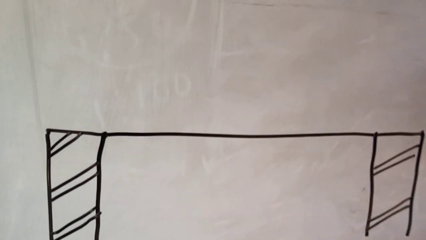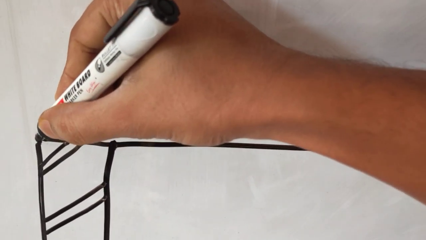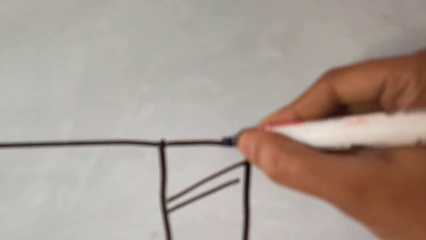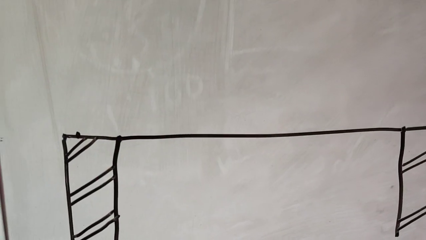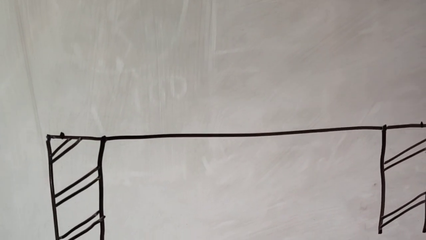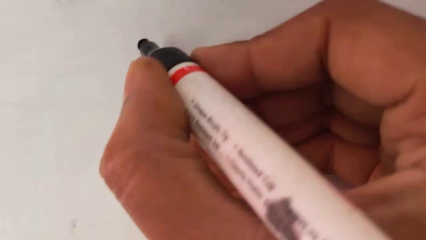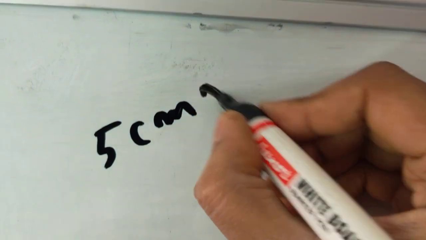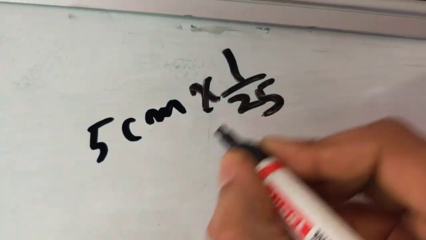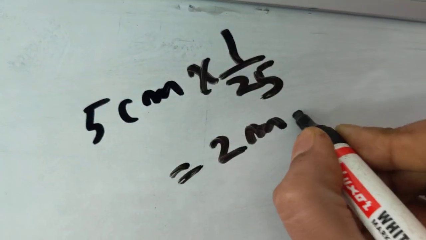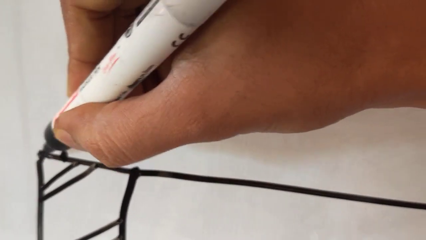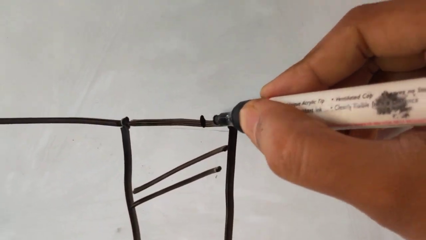Now we will take a gap of only 5 centimeter from this point. 5 centimeter we'll mark here. Now this 5 centimeter that we are marking is the actual dimension. So what is the dimension in the drawing? What is the scale? Scale is 1:25. That means 2 millimeter. So this gap is of only 2 millimeter.